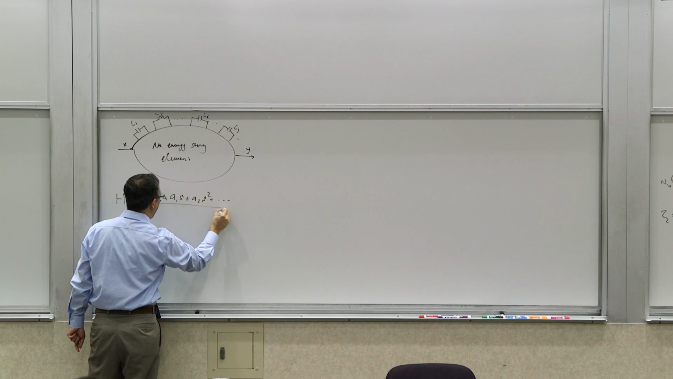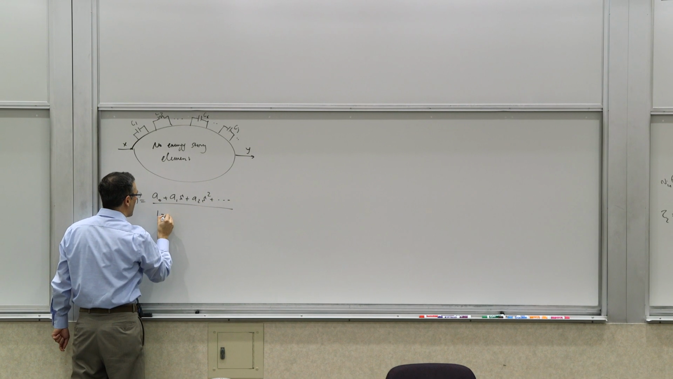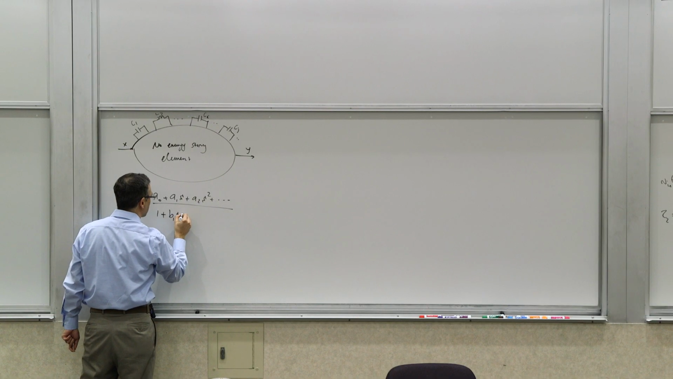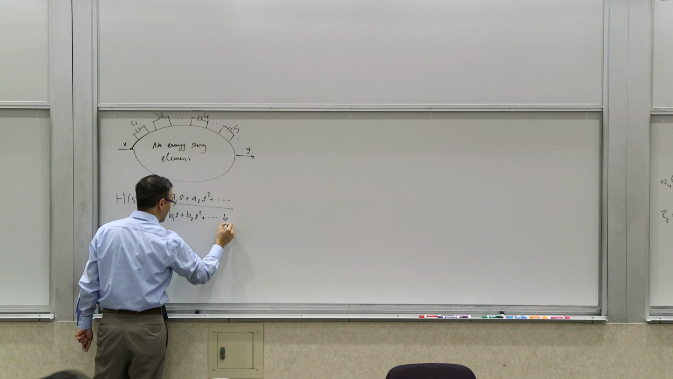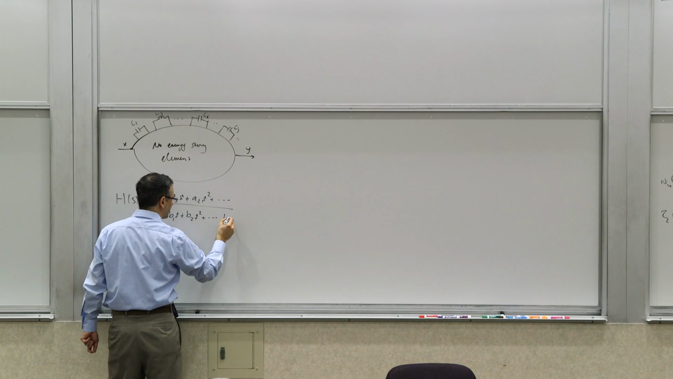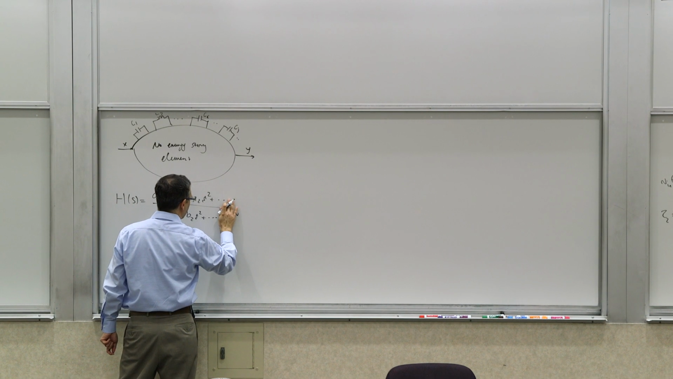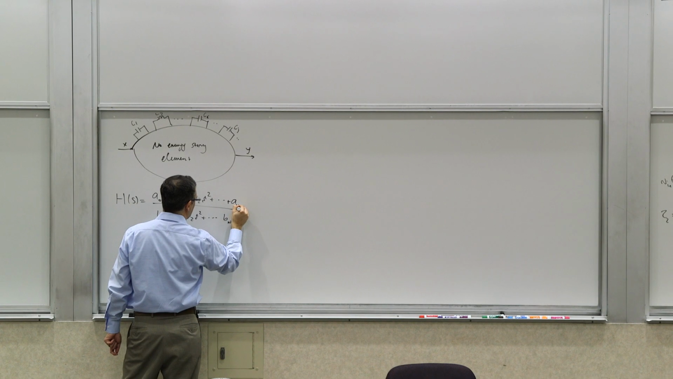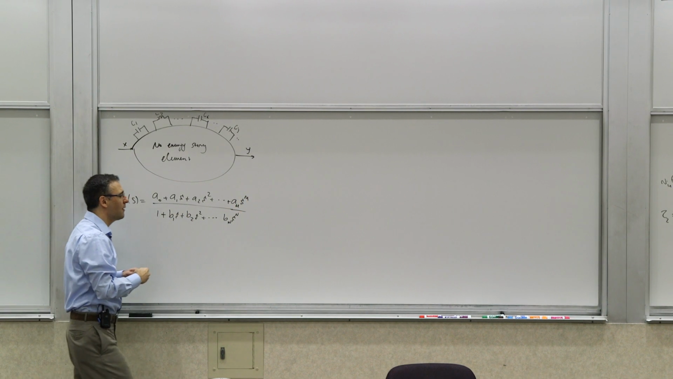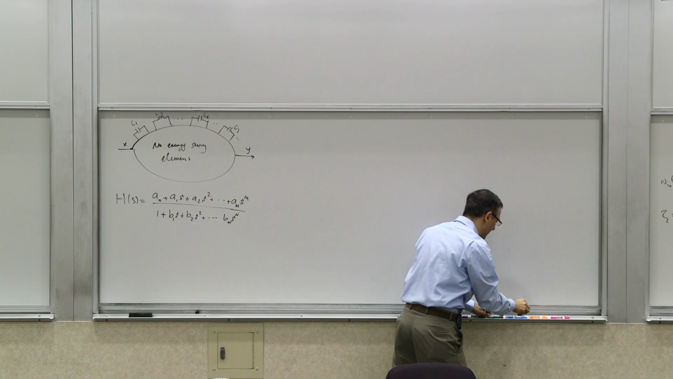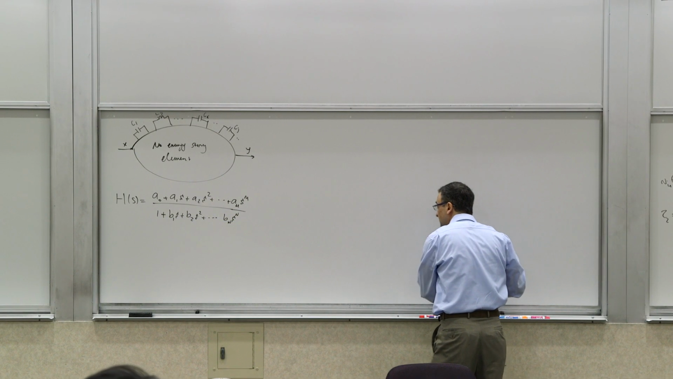All the way to am, and then there's a 1 plus b1s plus b2s squared all the way to bn s to the n, and there's a_m s to the m here. So far, we know exactly how to calculate a couple of these coefficients. Which ones do we know how to calculate?